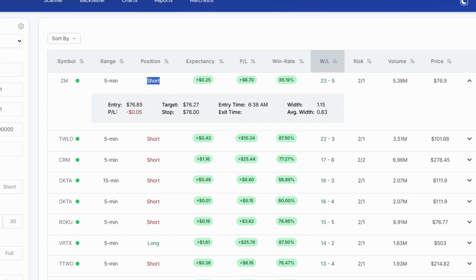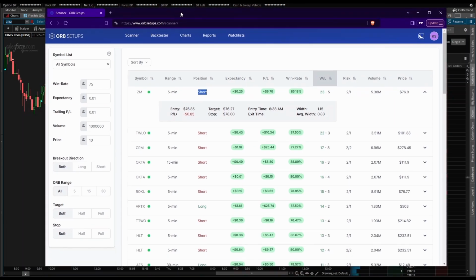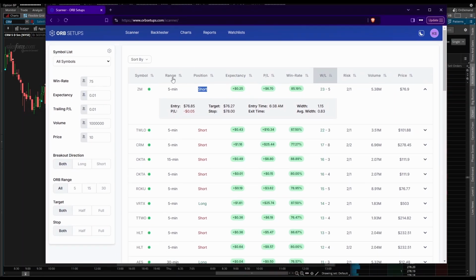Now with shorts, if you're using Thinkorswim, another thing you need to account for is if that stock is easy or hard to borrow. A lot of stocks inside of Thinkorswim are hard to borrow. If you use a different platform like Robinhood, you can work around that restriction.